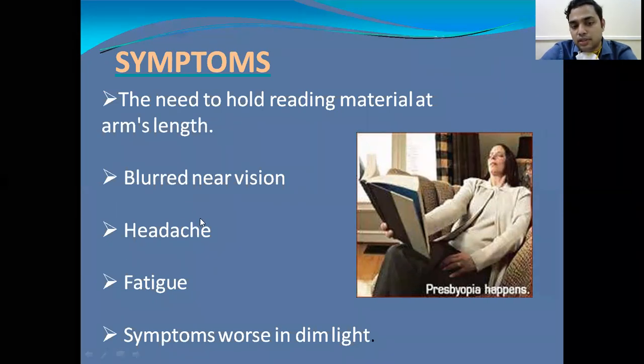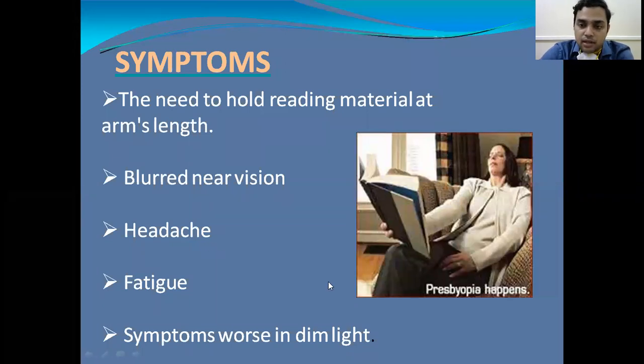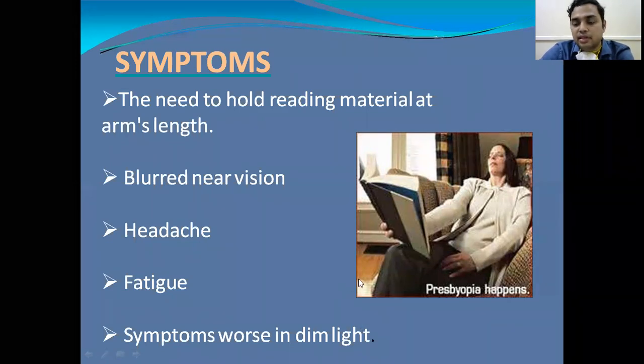That is one of the asthenopic symptoms. Because the eye is in a continuous accommodative state, the eye becomes fatigued, and the symptoms are worse in dim light. When he is reading in dim light, the problem is more than when reading in a highly illuminated room. So these are the symptoms of presbyopia.